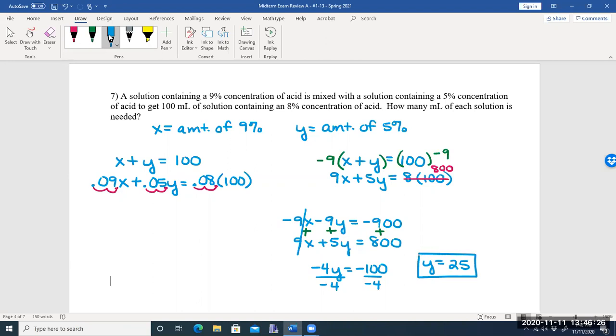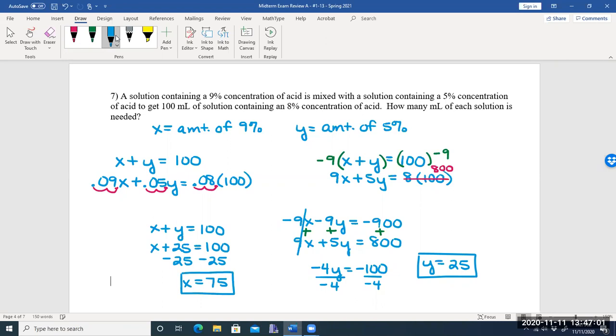Then to finish and solve for x, I take my answer for y and I plug it in to one of the two equations. How about the first one? It's a pretty basic equation. So, oops, should be 25. I was kind of doing some math in my head there. All right, so our y is 25. And so I plug 25 in for y, and I get x equals 75.